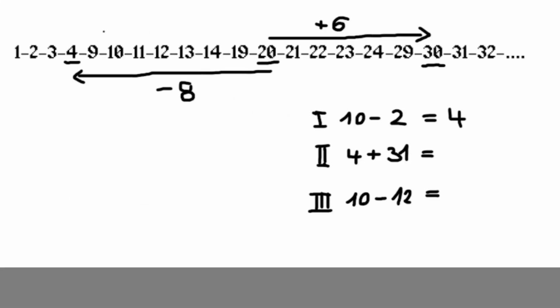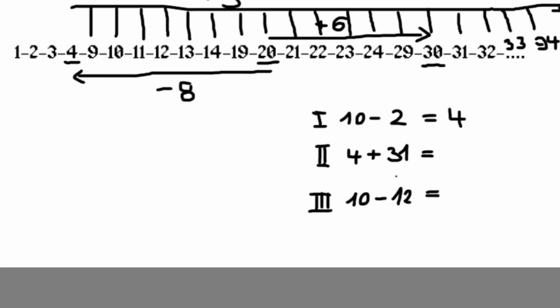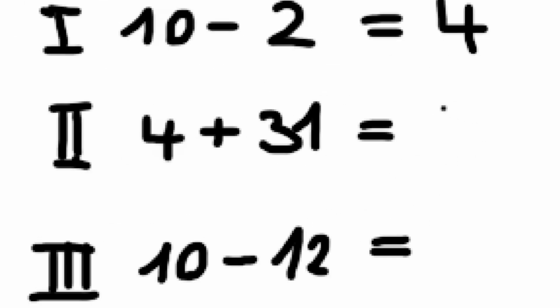So, if we want to count, we have to go 31 steps to the right. We start at the 4 and we're just gonna go, okay? So that's 1, 2, 3, 4, 9, 10, 11, 12, 13, 14, 19, 20, 21, 22, 23, 24... Well, shit. So 4 plus 31 is equal to 39.